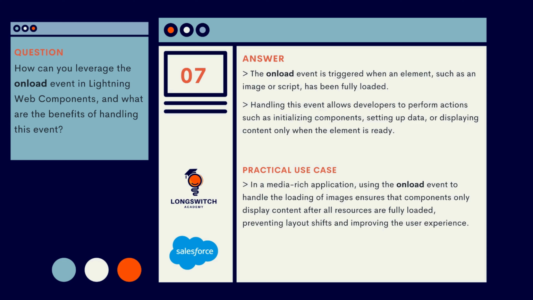The onload event is triggered when an element, such as an image or script, has been fully loaded. Handling this event allows developers to perform actions such as initializing components, setting up data, or displaying content only when the element is ready. You can consider the following as the practical use case for the above. In a media-rich application, using the onload event to handle the loading of images ensures that components only display content after all resources are fully loaded, preventing layout shifts and improving the user experience.